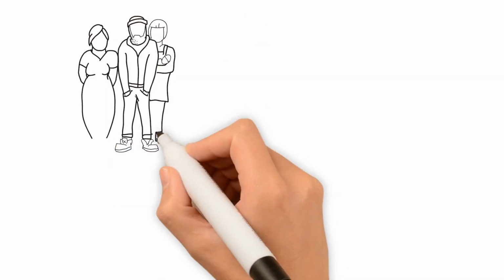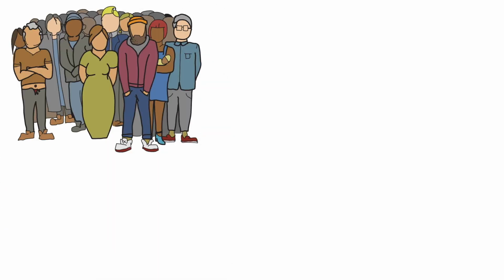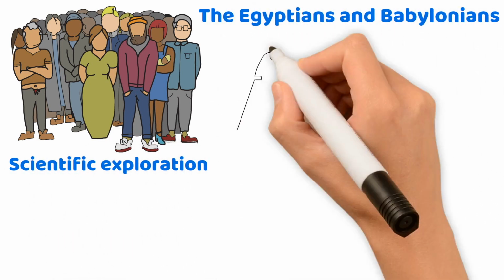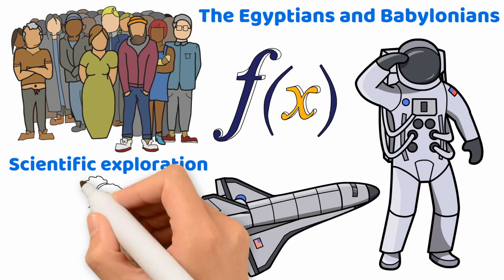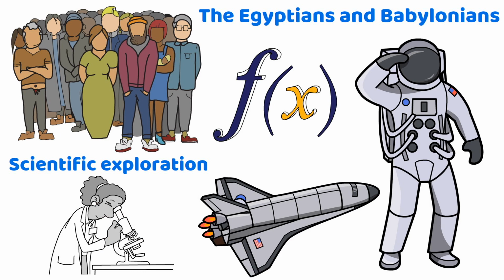Our story begins with the ancient civilizations, the true pioneers of scientific exploration. The Egyptians and Babylonians advanced mathematics and astronomy, setting the stage for future discoveries. Meanwhile, the Greeks were busy developing natural philosophy.